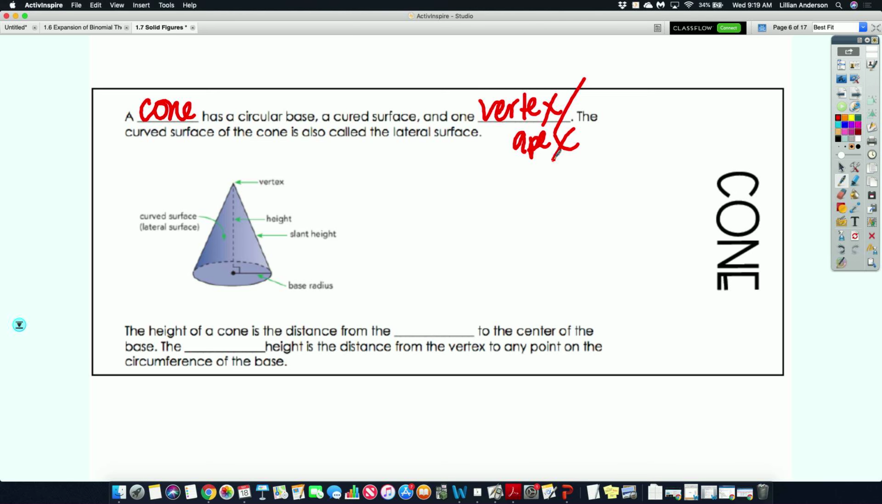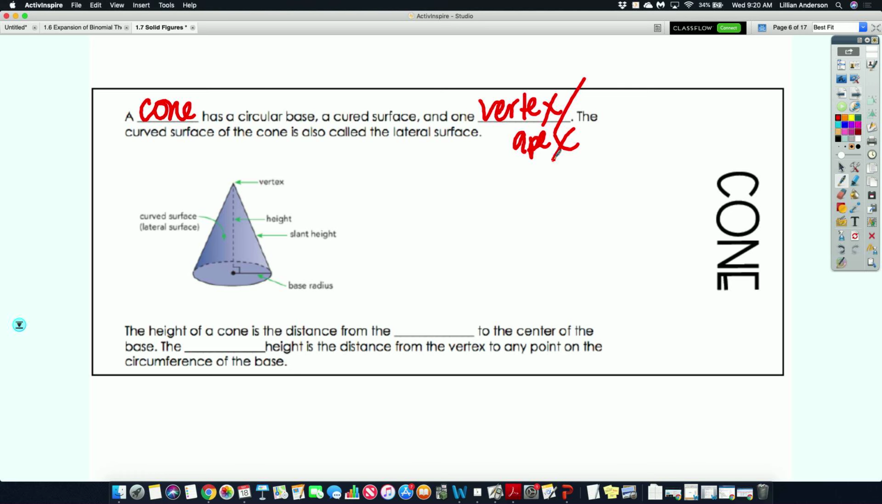The curved surface of the cone is also called the lateral surface. Does anybody know what lateral means? In opposite directions? That's straight. That's vertical. Not in the middle. Not slanted. Does anybody watch football? Like when the quarterback makes a lateral pass, he's throwing the ball.